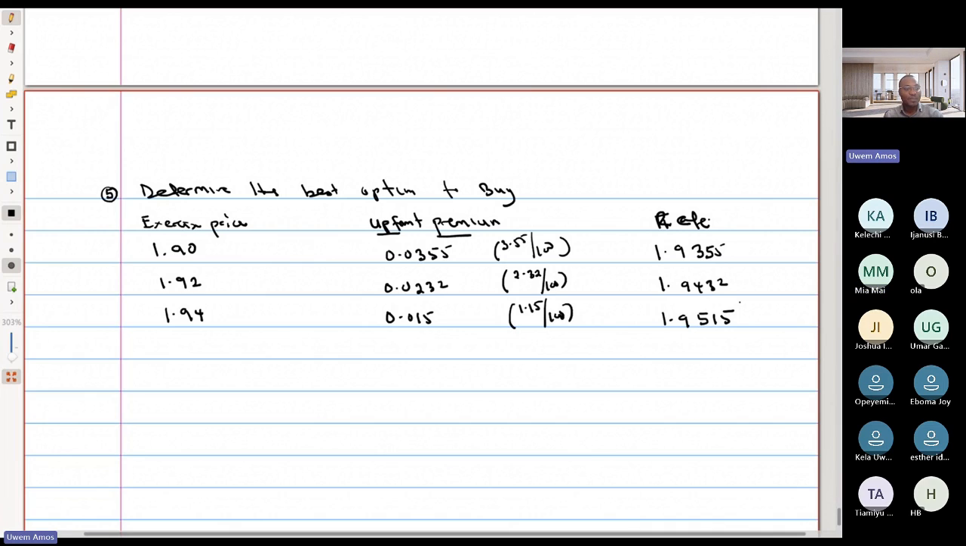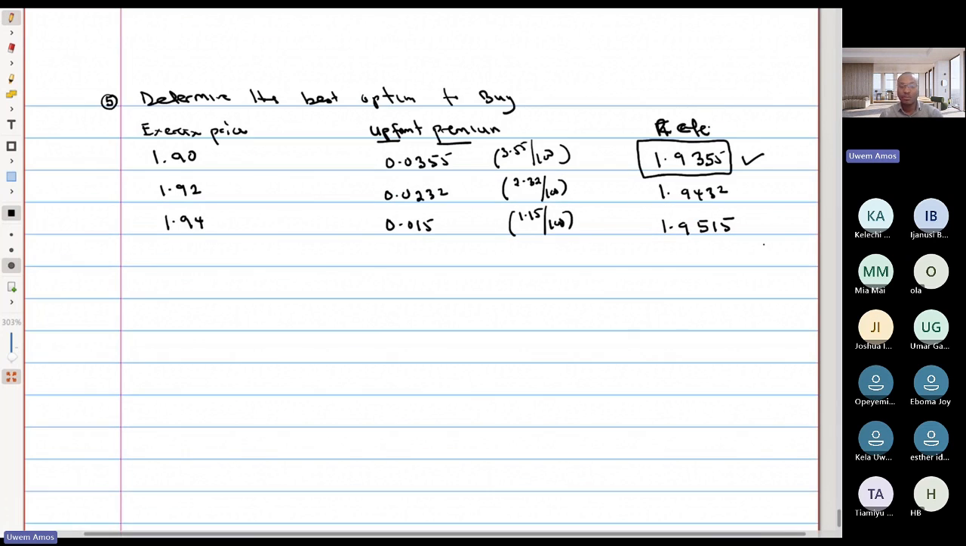Okay, so which of these three options is the cheapest for us? This is the cheapest for us. The cheapest is the 1.9355. So that is the one we will buy. That's the option we would buy.